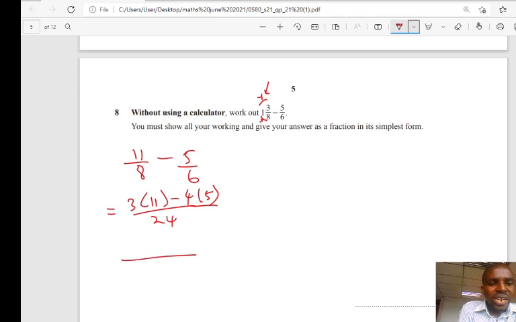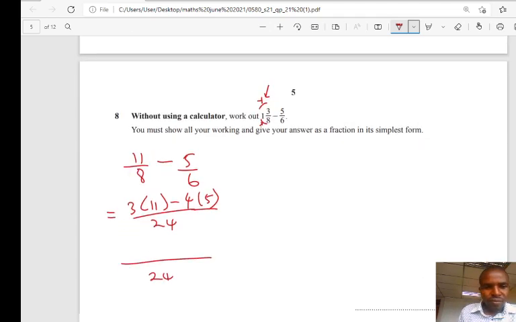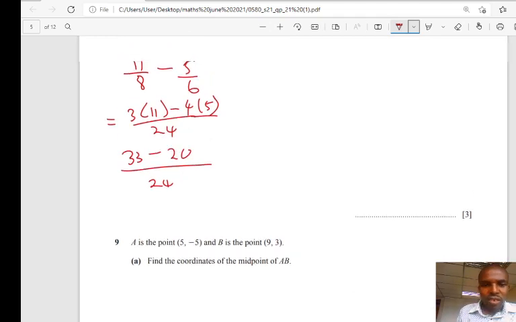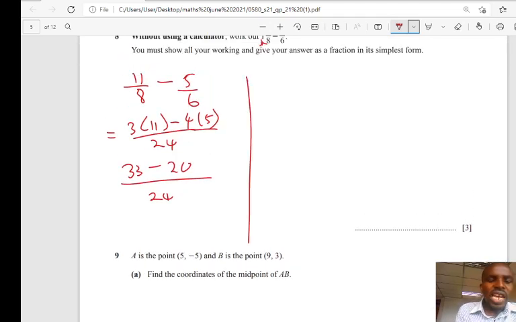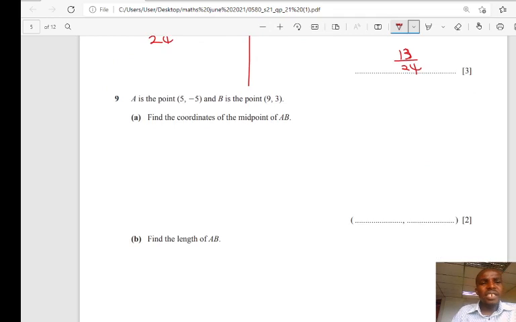Then next stage, maintain your denominator, 24. 3 times 11, 33, minus 4 times 5, 20. Then 33 minus 20 is 13 over 24. So your answer will be 13 over 24. Done. Next question. Question number 9.